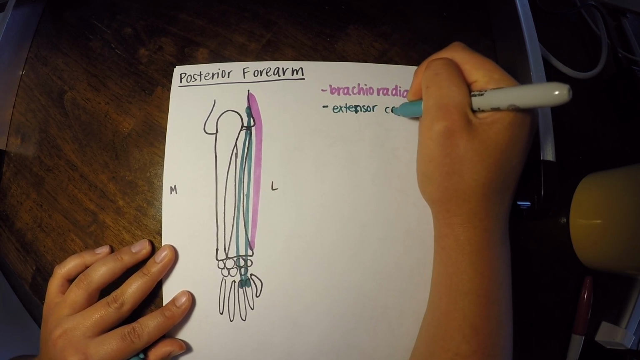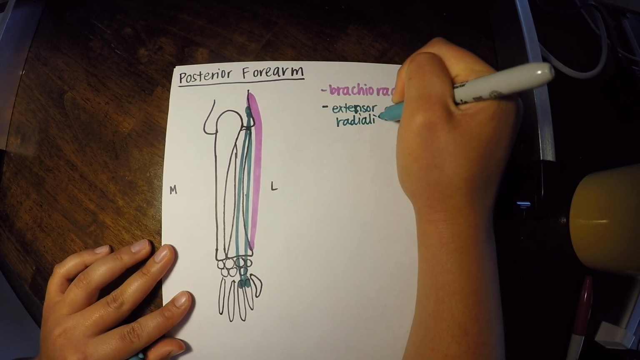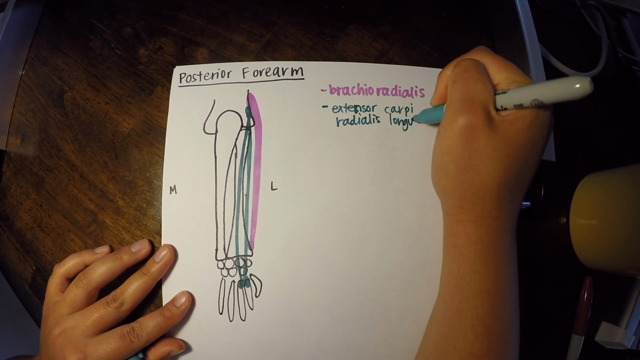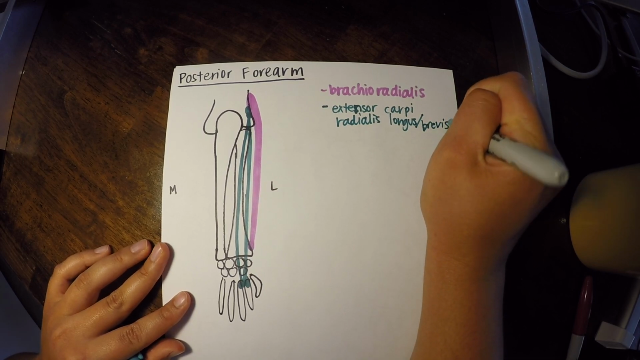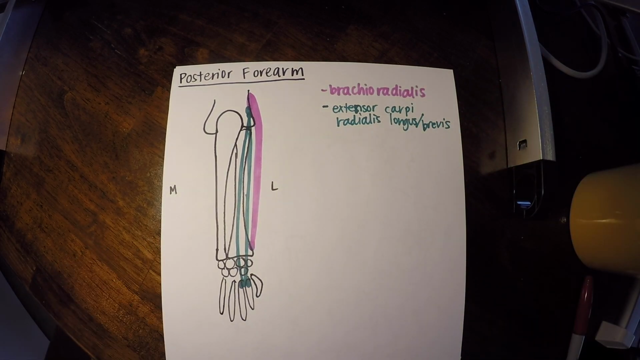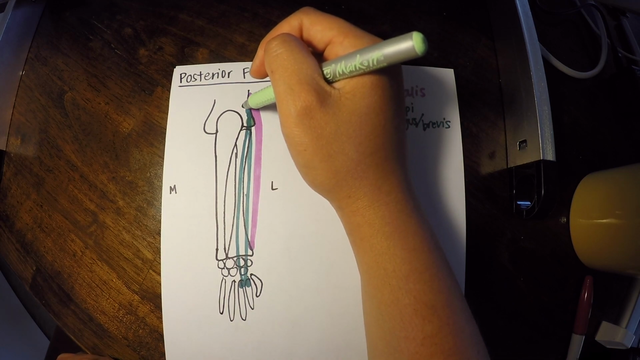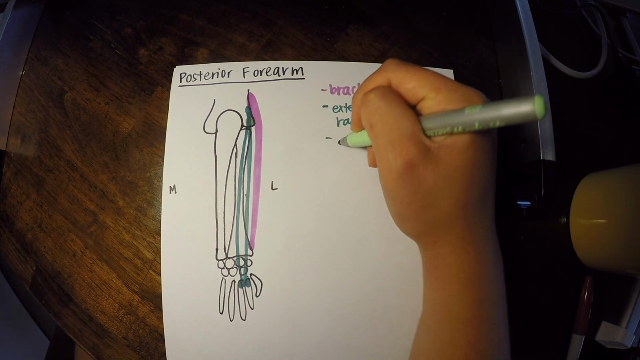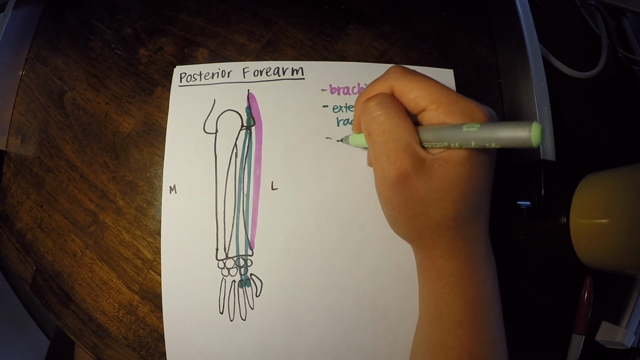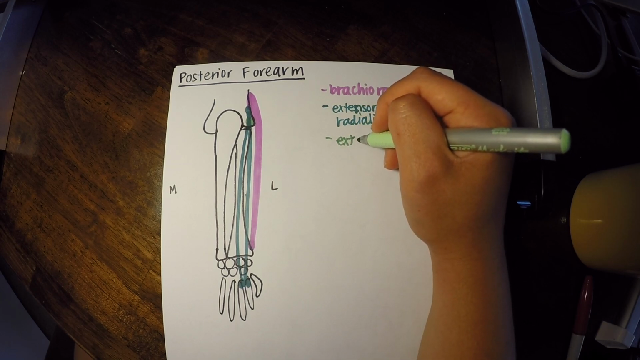Extensor carpi radialis longus and brevis. Our next muscle is extensor digitorum. It's also going to come from this lateral side of the humerus, and it's going to help extend the wrist. You know, also, as the name sounds like, it's also going to extend the digits. But that's kind of an extra one that we want to learn.